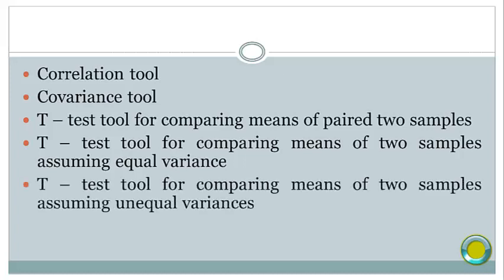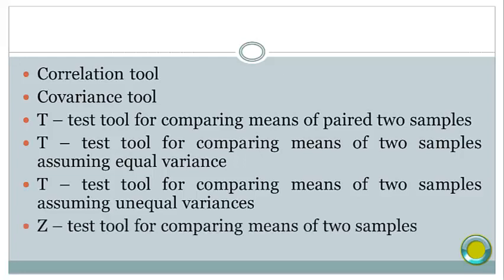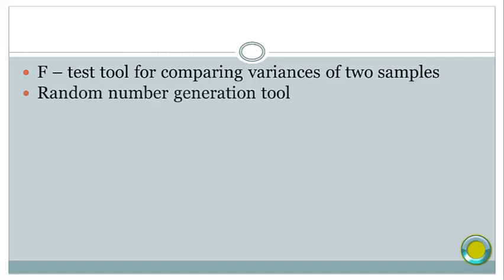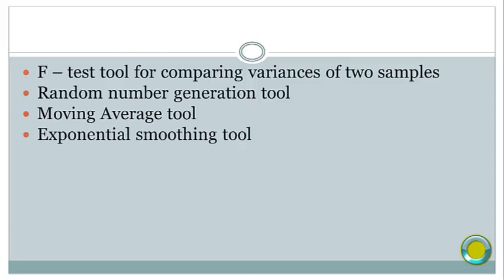t-test tool for comparing means of two samples assuming unequal variances, z-test tool for comparing means of two samples, f-test tool for comparing variances of two samples, random number generation tool, moving average tool, exponential smoothing tool, and rank and percentile tool.